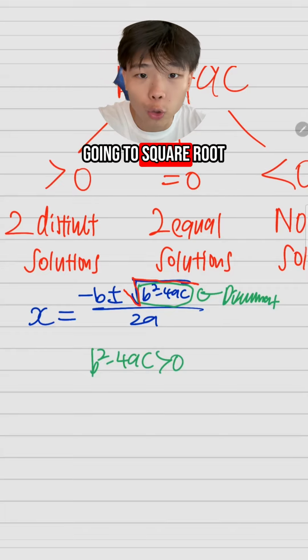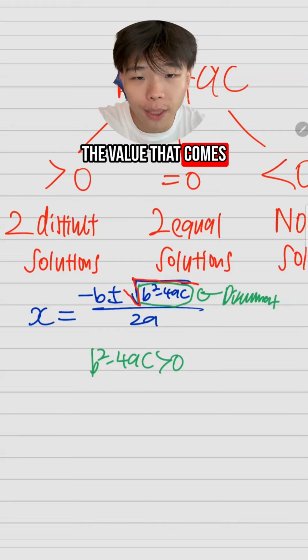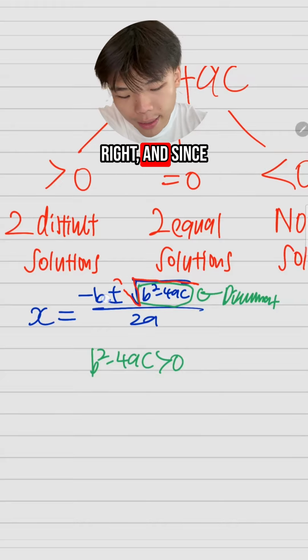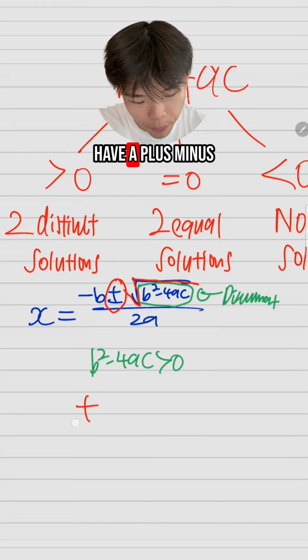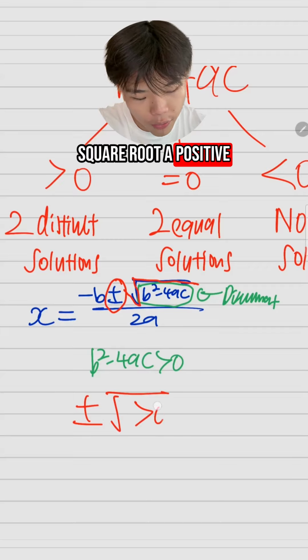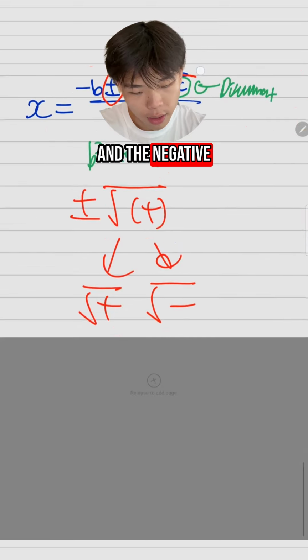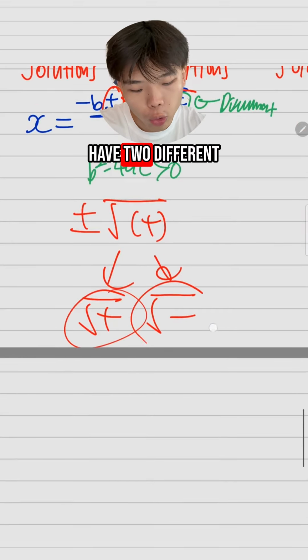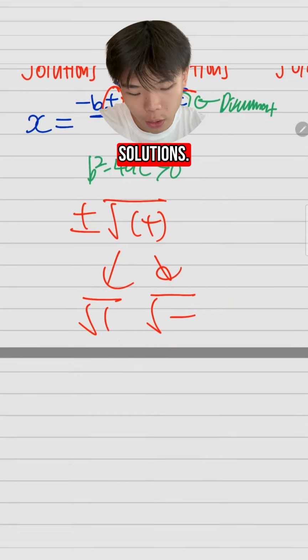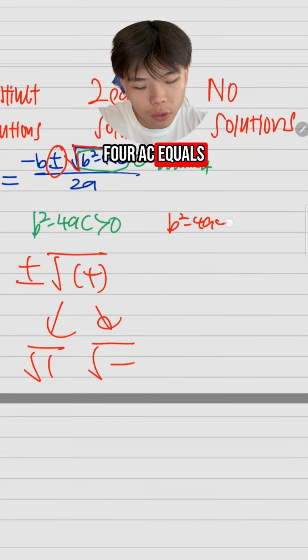Since you are going to square root a positive number, the value that comes out will be a real number. And since there's a plus minus here, when you have plus minus the square root of a positive number, you will end up with 2 different values, the positive and the negative respectively. And that's why we have 2 different solutions, 2 distinct solutions.